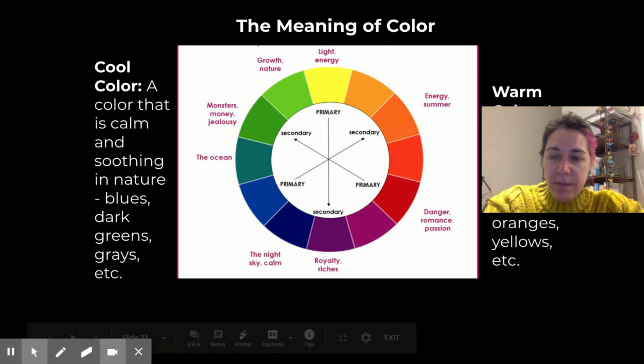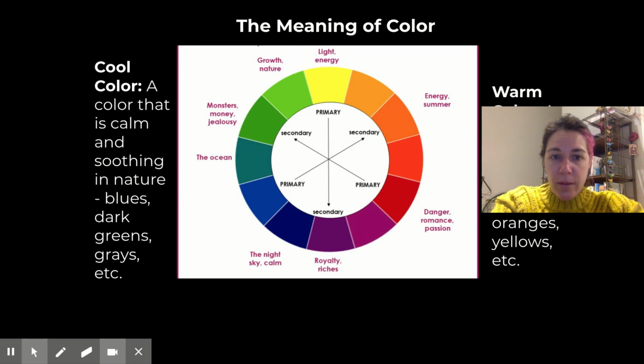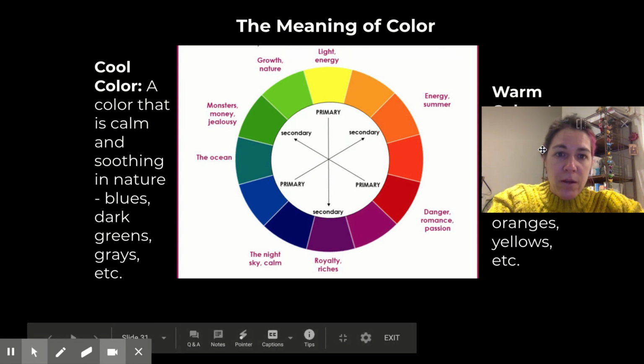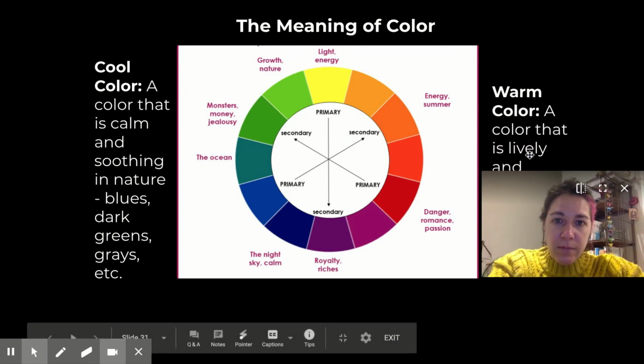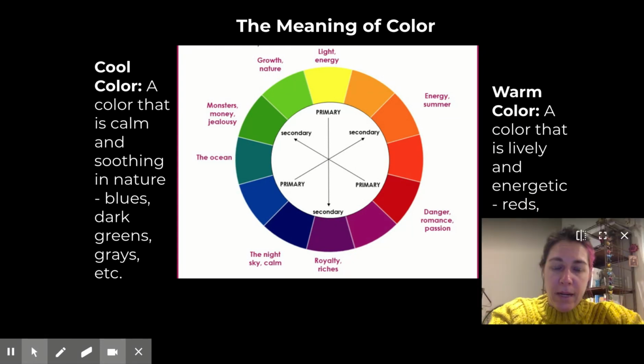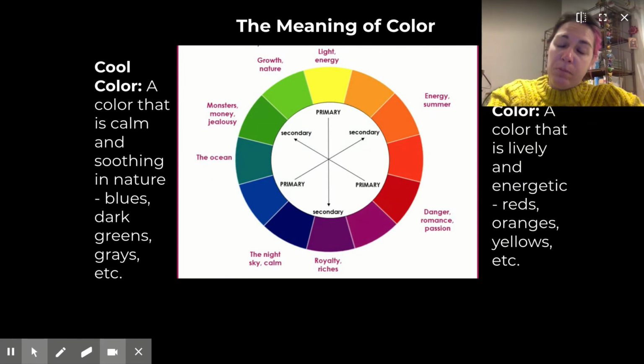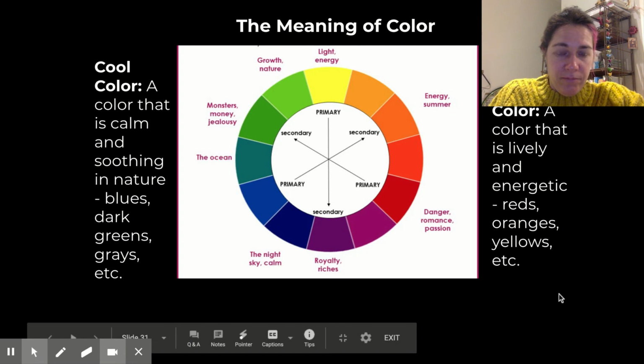And we'll skip this, but just so you know, every color has a meaning. So if you want to create a mood with your piece, like your poem has mood and theme and tone, you can do that with your photography too. Warm colors, like oranges and yellows, are warm and calming, as opposed to blues and cool tones. The blues and the grays are more calm and soothing than, say, your reds that are more lively and energetic.